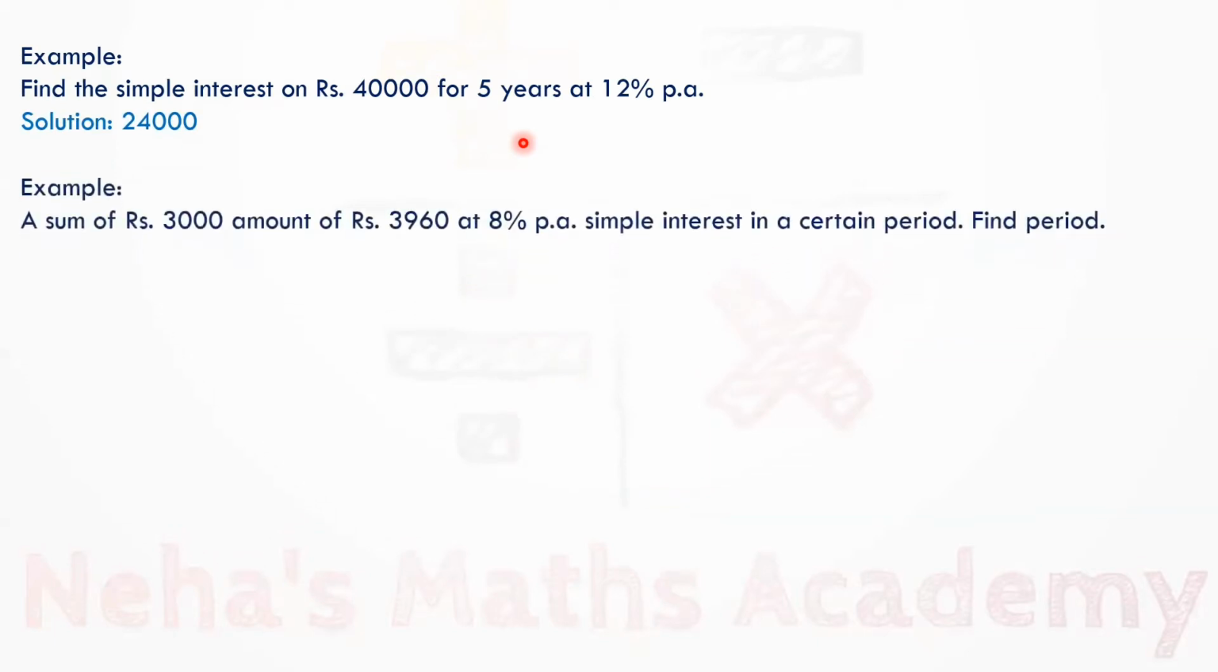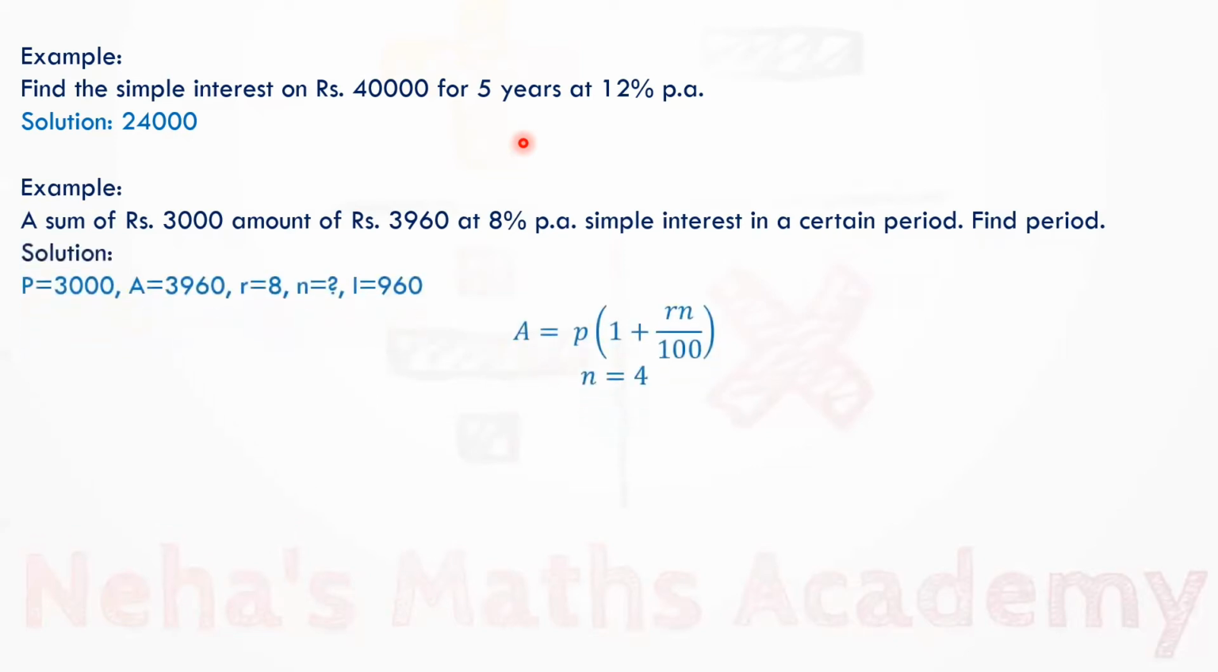Next example, a sum of rupees 3,000 amount to rupees 3,960 at 8% per annum simple interest in a certain period. Find period. This example is of the same type which we have just seen. Write down the given values, use the formula for amount and find the answer. So the required answer is n is equal to 4.